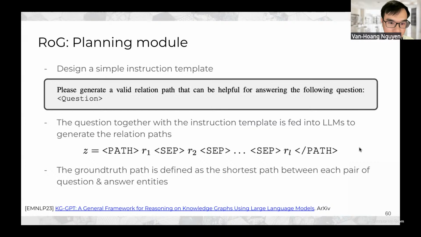So here is how the author designed the planning module. Basically, the author introduced a very simple instruction template. And the question together with the instruction template is fed into the LLM to generate a relation path. So the author used supervised fine-tuning, and the ground truth path is defined as the shortest path between each pair of entities in the question and the answer.